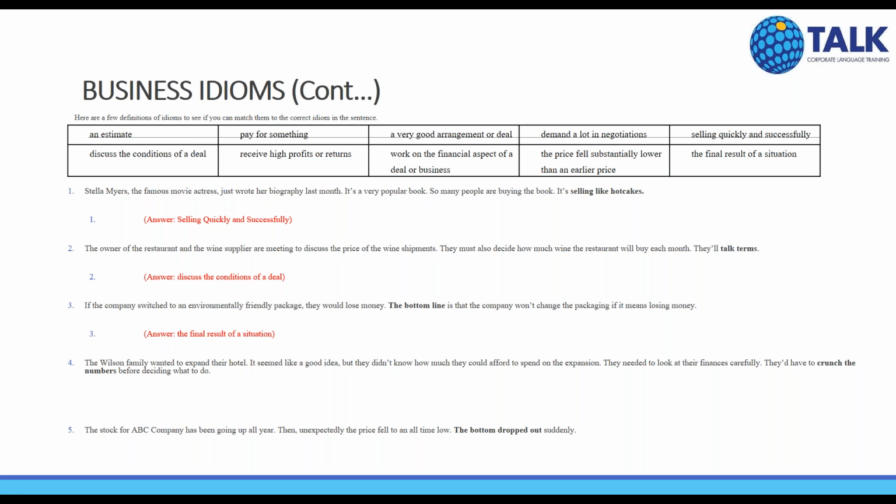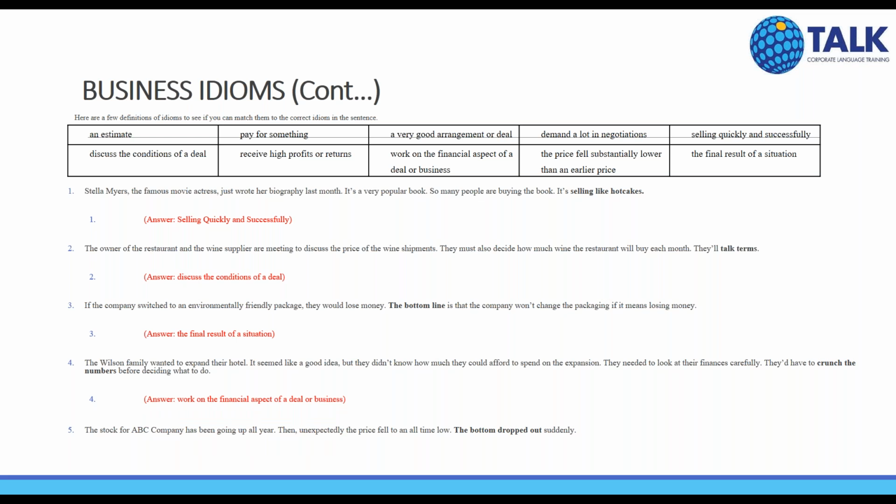Okay, let's do number 4. The Wilson family wanted to expand their hotel. Seemed like a good idea, but they didn't know how much they could afford to spend on the expansion. They needed to look at their finances carefully. They'd have to crunch the numbers before deciding what to do. So in the context, it's obvious that they want to look at finances. So, crunching the numbers. What that means in this context is that you work on the financial aspect of a deal or business.